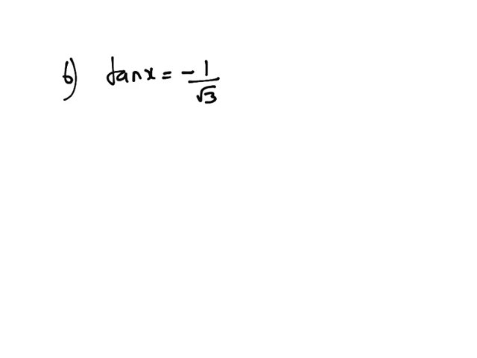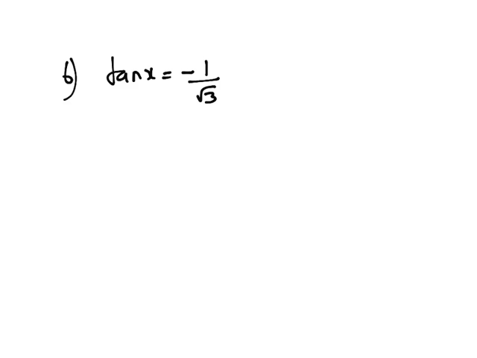Look at this. tan x equal to minus 1 upon root 3. We know that tan is positive in the first and third quadrant, but here tan x is negative. That means x has to lie in the second and the fourth quadrant. Now again ignore the minus sign: tan x equal to 1 by root 3.